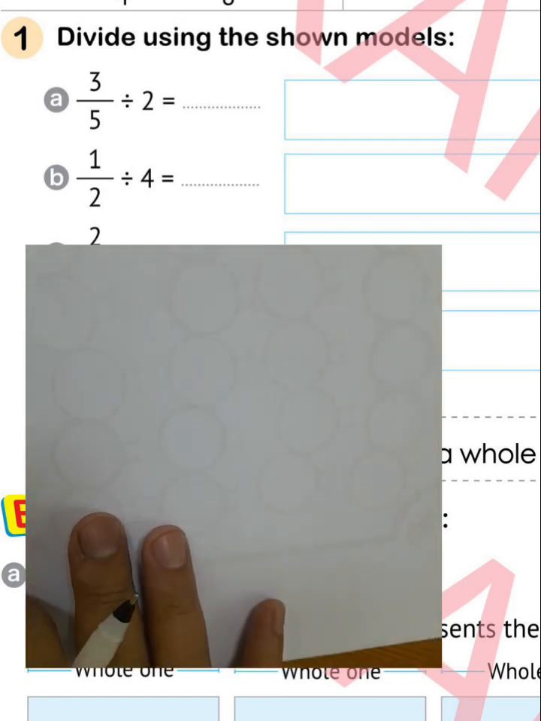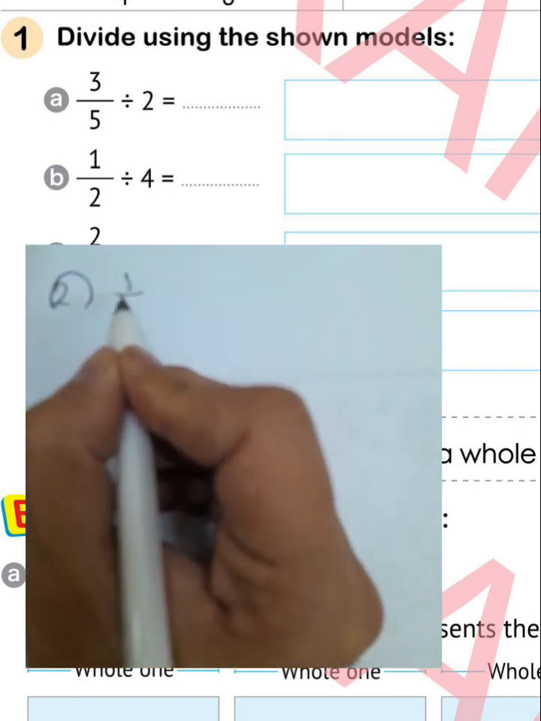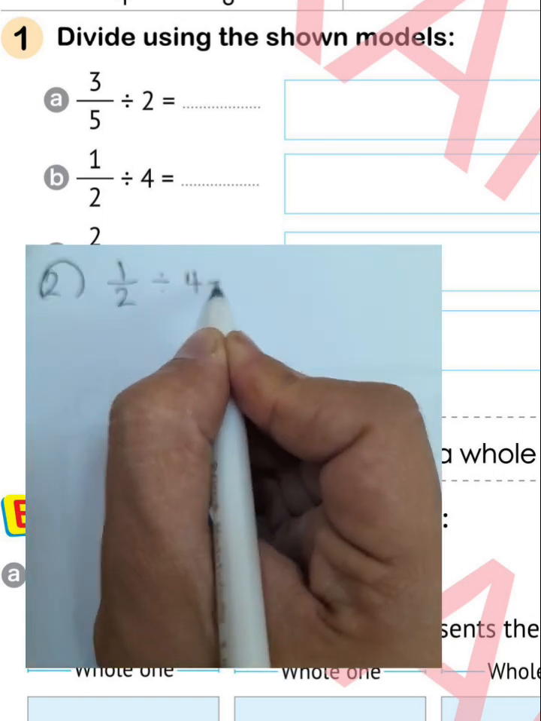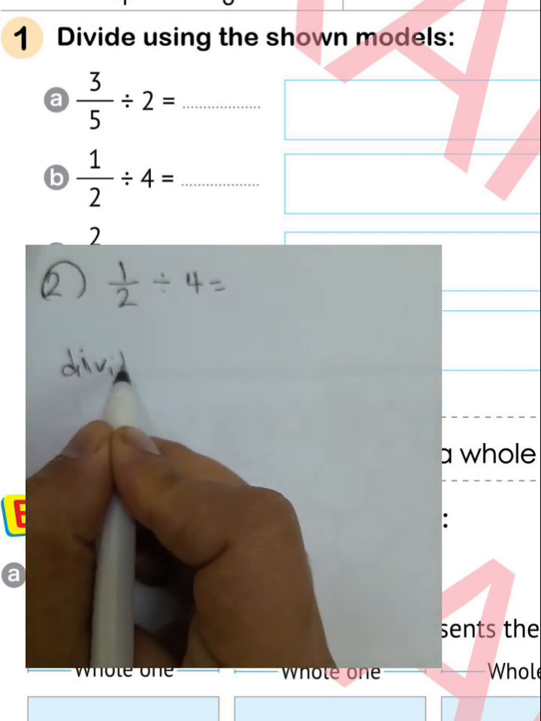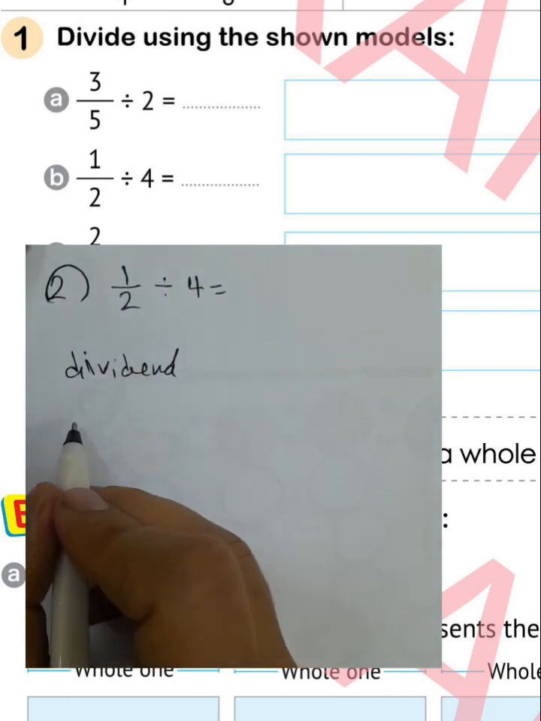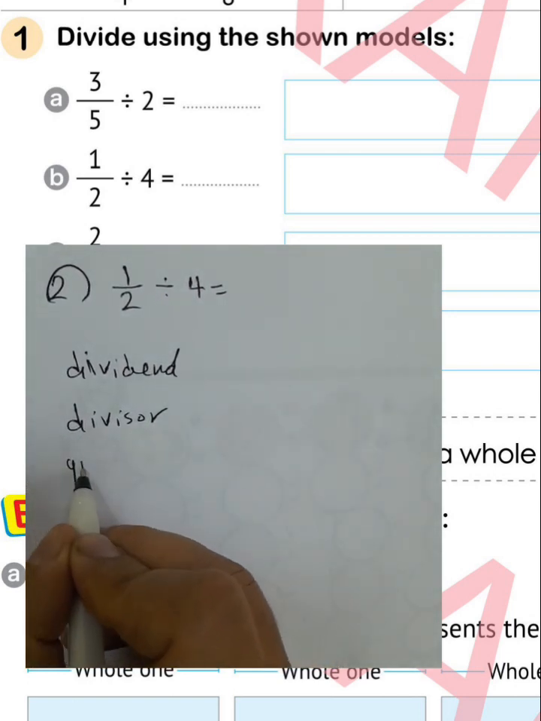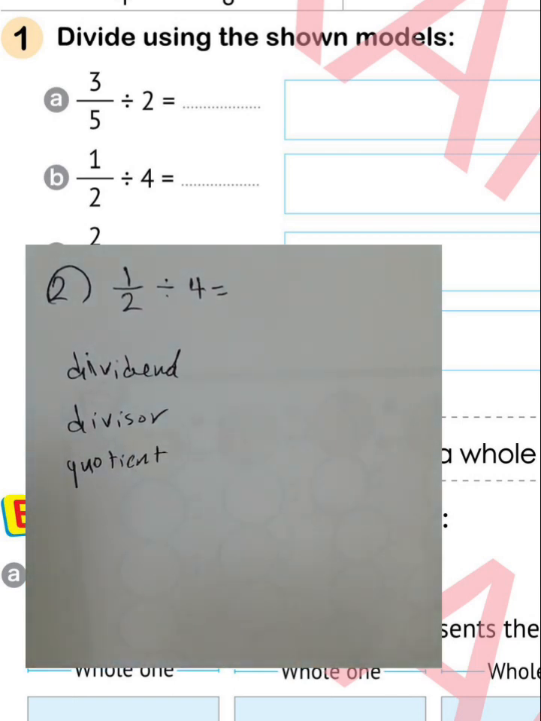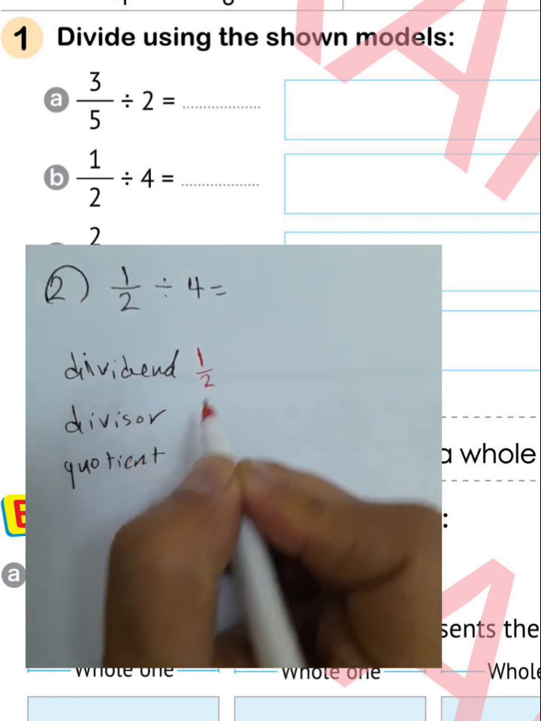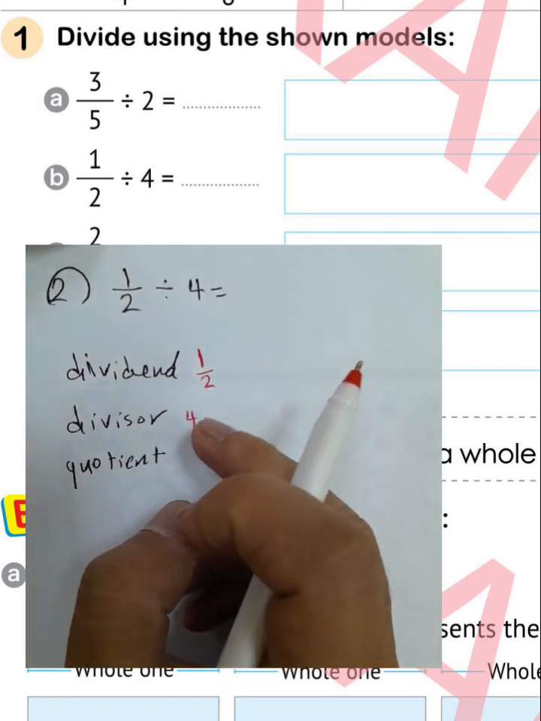Next example, question letter B, divide using models. Question number 2, we have 1 over 2 divided by 4. We have the dividend and divisor and the quotient. The dividend here is 1 over 2, divisor 4. And we can find the quotient by dividing half by 4.